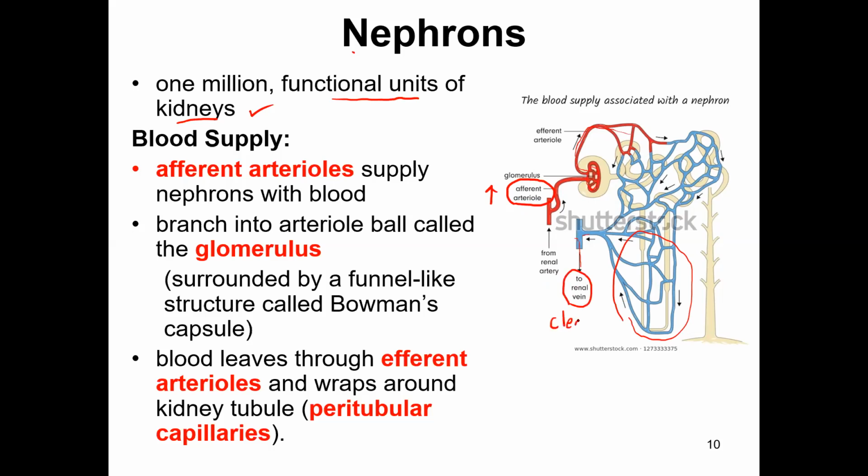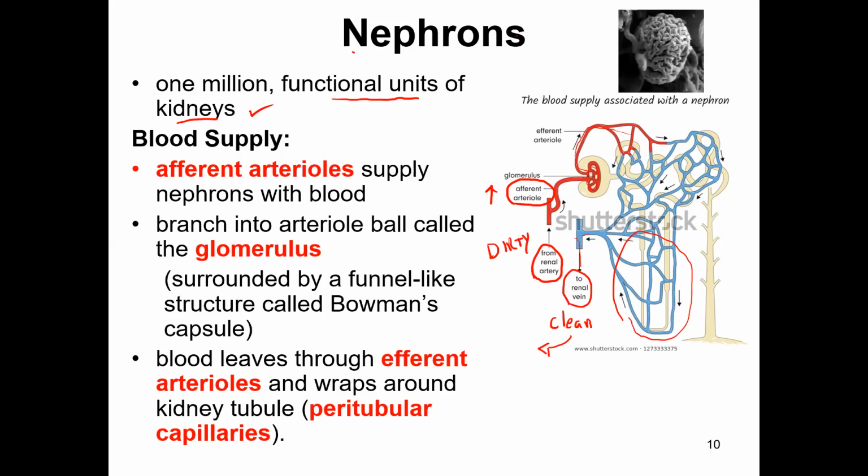Don't get this confused. That's going to go to your renal vein, which is going to go back to your inferior vena cava with clean blood. Dirty blood is coming from an artery, the renal artery. This is dirty blood. Needs to be filtered.